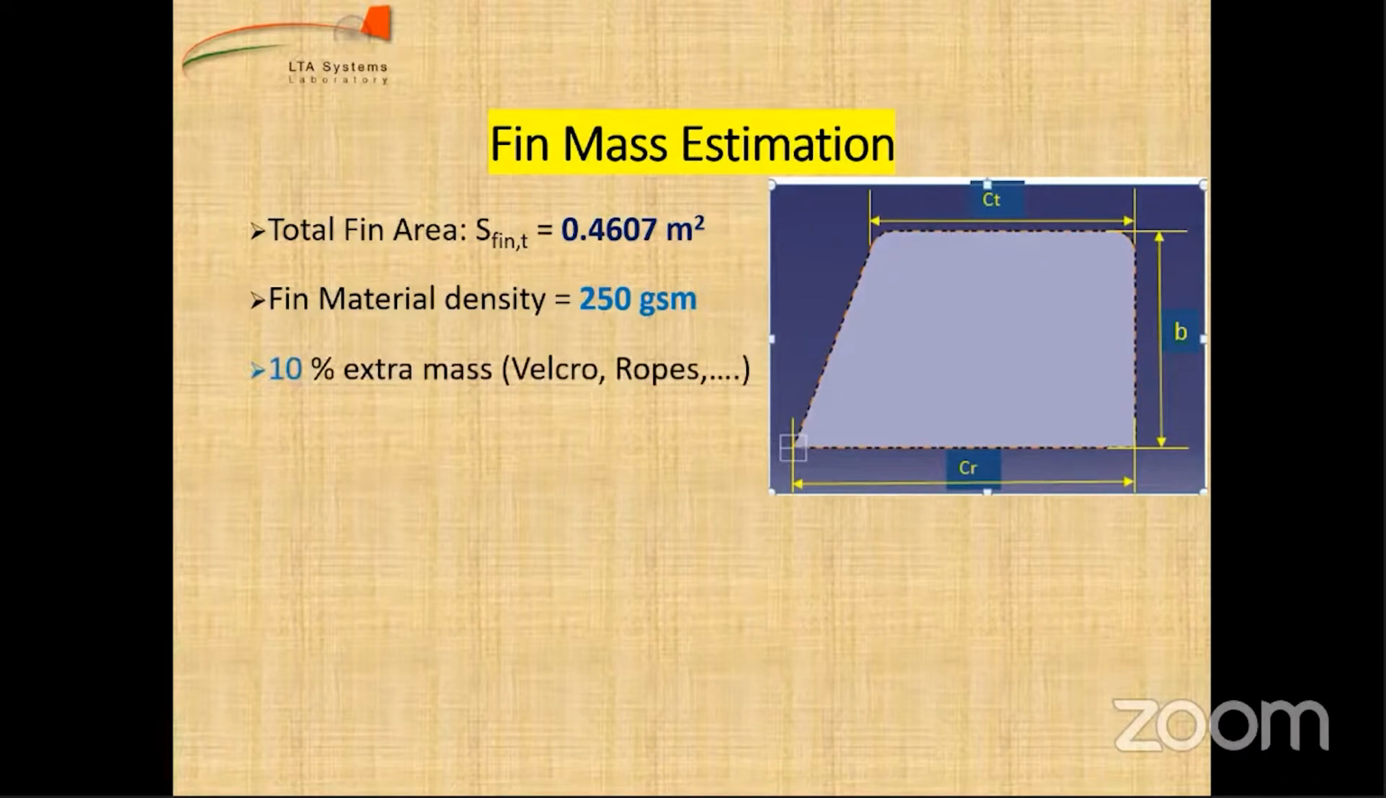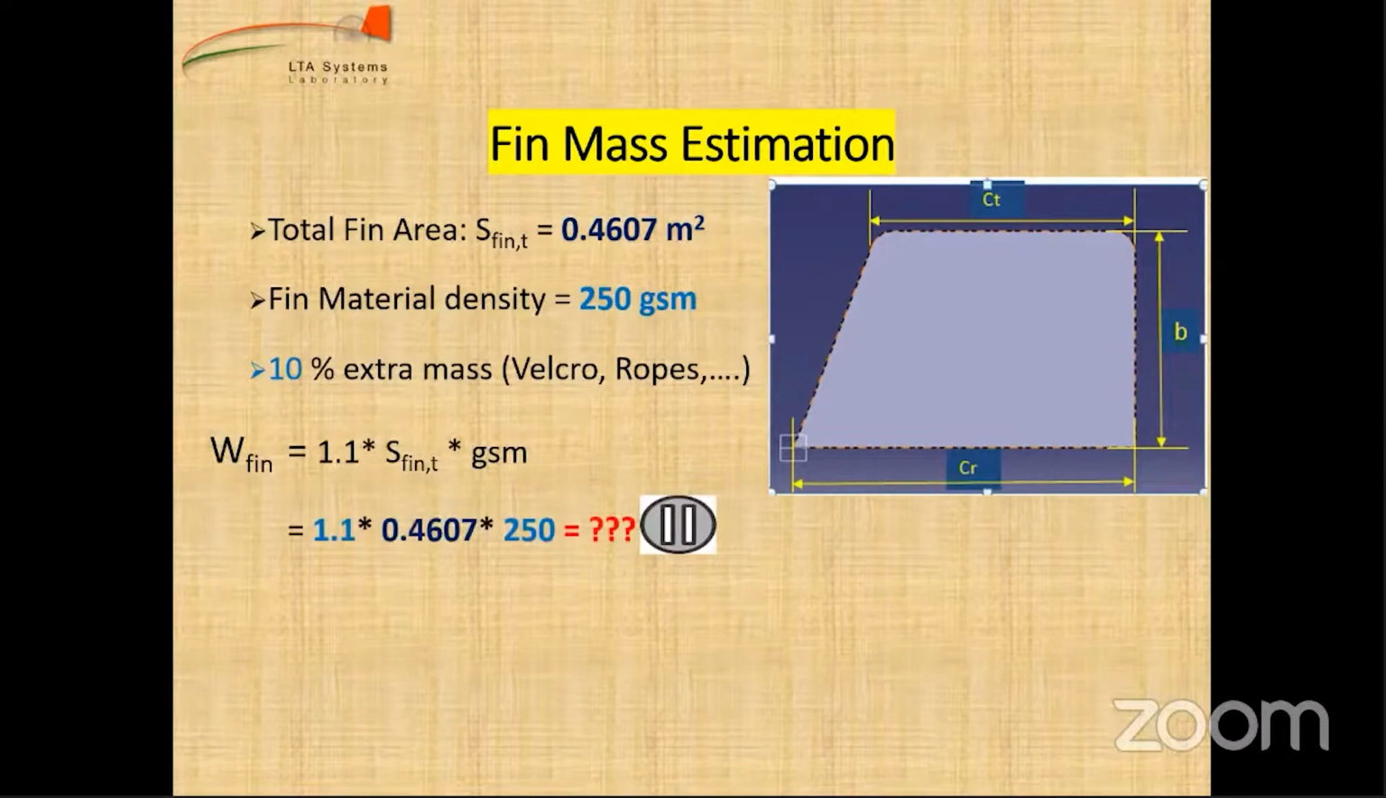Okay. So we multiply these values and we add 10% extra penalty, because we will connect this fin to the envelope using some kind of technique. Either we use velcros or some ropes or some mechanism to connect this fin with the envelope. So for that we add 10% as weight penalty, so we multiply it with 1.1. If you substitute the values in this relationship, 1.1 into 0.4607 into 250, what's the value we get? 126.69.